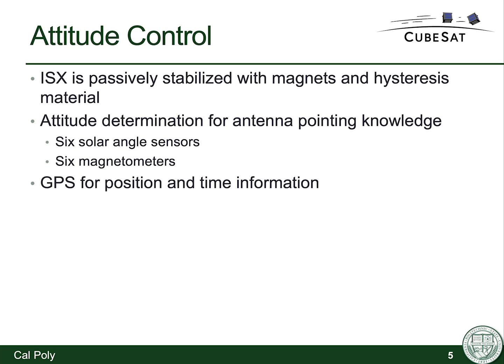ISX doesn't have any active attitude control. Instead, we passively stabilized it using magnets and hysteresis material. We did include attitude determination, so we had some idea about where we were pointing when we were collecting our data. The attitude determination is relatively coarse, and the sensors that generate the determination are 6 solar angle sensors, 6 magnetometers. We also use the GPS for position and time information.